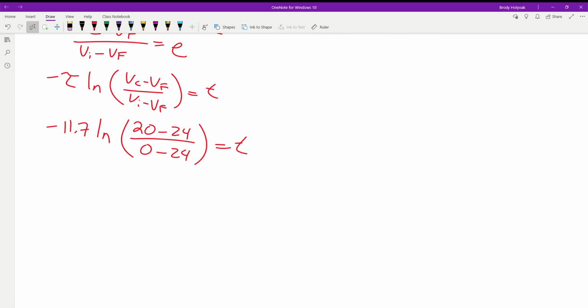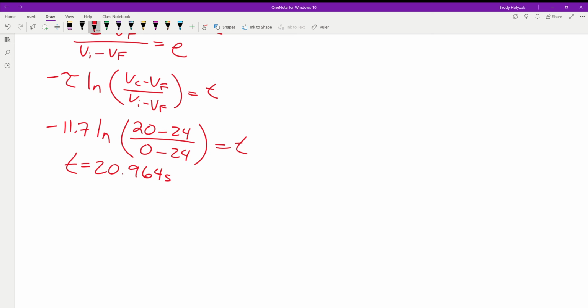So when we plug this into our calculator, natural log of 20 minus 24 divided by 0 minus 24. The time it takes is 20.9 seconds.